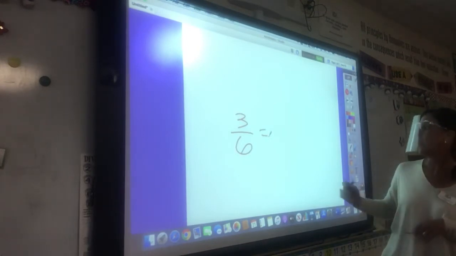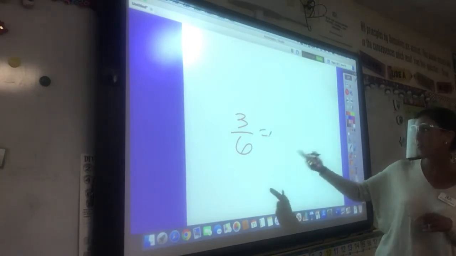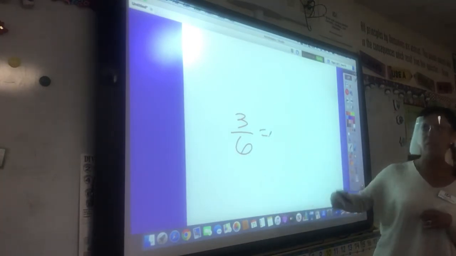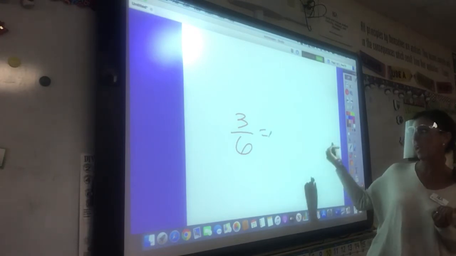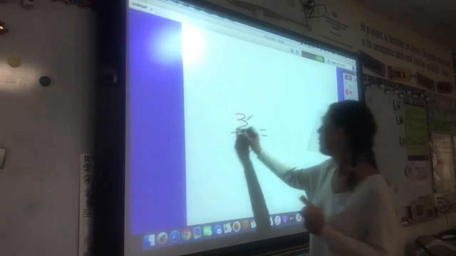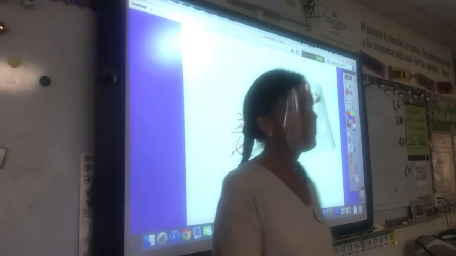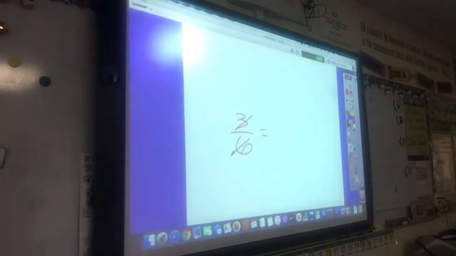Okay, and we can't go from 6 to 10 or from 6 to 100. We can't do either one. So that's going to tell us we need to reduce it first. You can divide those both by 3. And so what would we get if we divide those both by 3? Alexa?